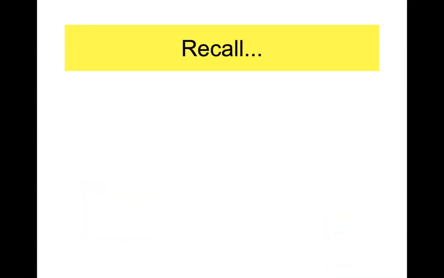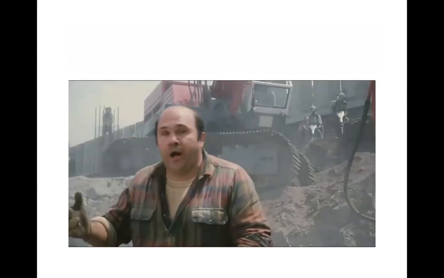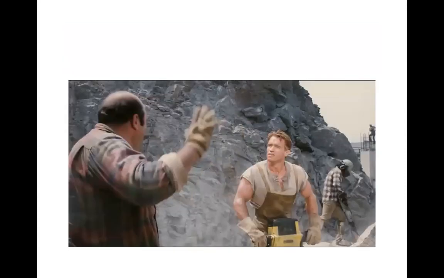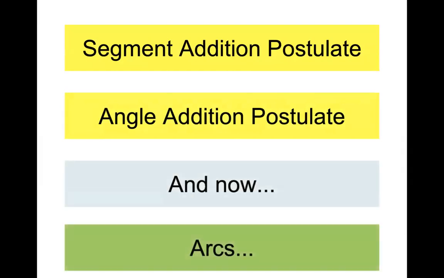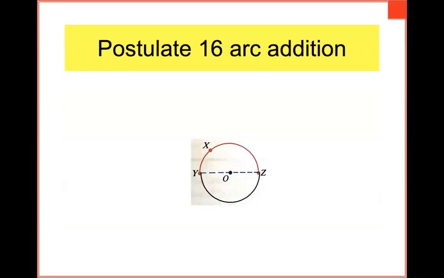All right, so why are we doing that? Remember, this kind of sounds like what we did in chapter 1, when we first started talking about segments. We had the segment addition postulate, we had the angle addition postulate, and now that we have arcs, we're going to have, that's right, the arc addition postulate. We haven't had a postulate in a long time.